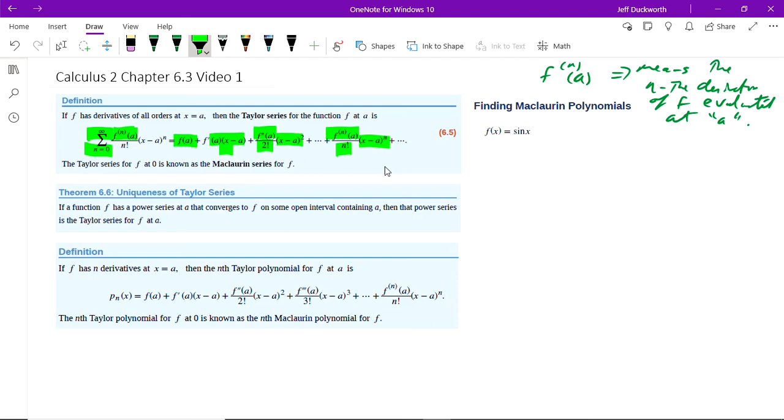We evaluate f at 0 for a Maclaurin series. So that means instead of using a, we're using 0. So it's a very specific and generally an easier type of Taylor series to do.